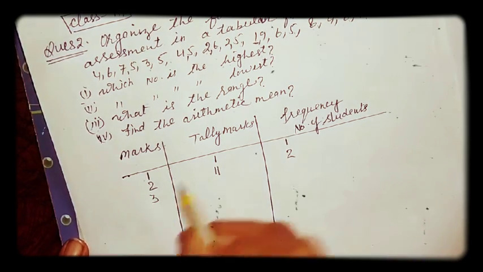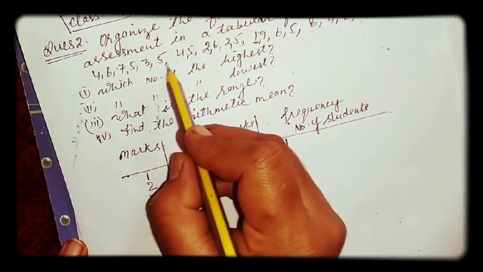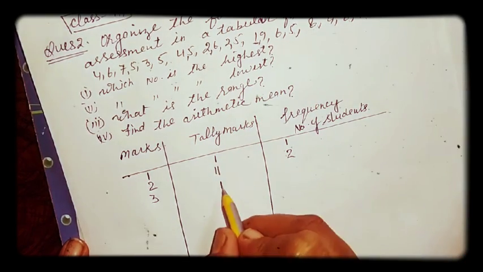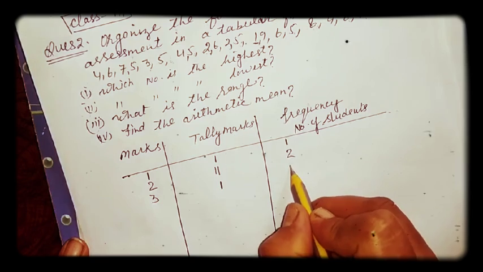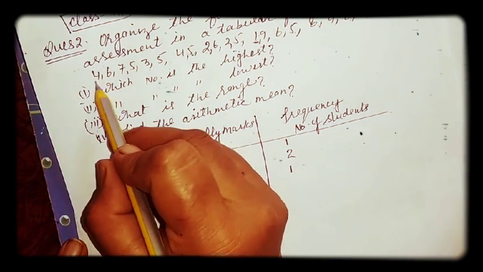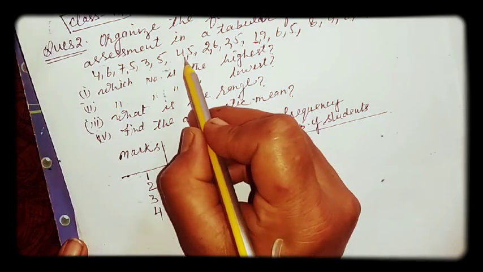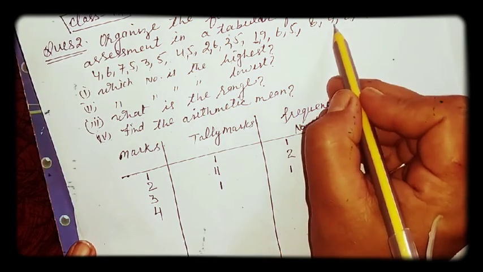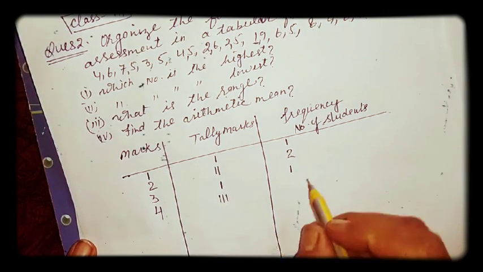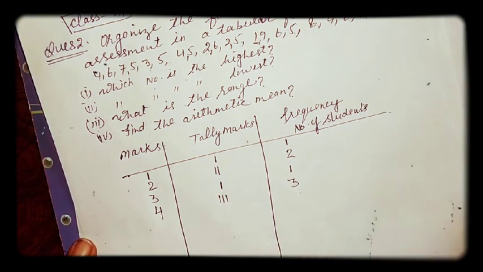Then 3, how many times is 3? 1 time. In tally marks we will draw only one line and the frequency is 1. Now 4, how many times is it? 1, 2 and 3. 4 is 3 times. So we will draw just 3 lines and the frequency is 3.